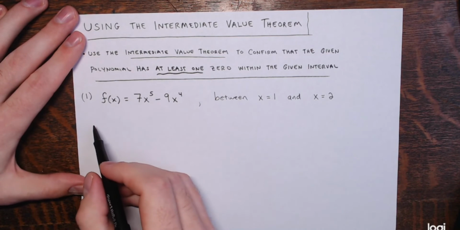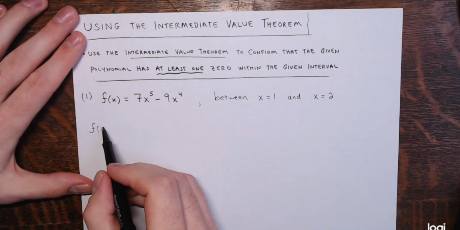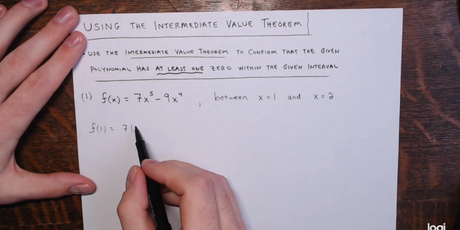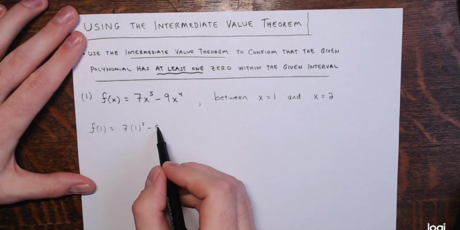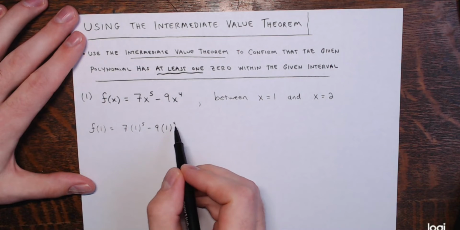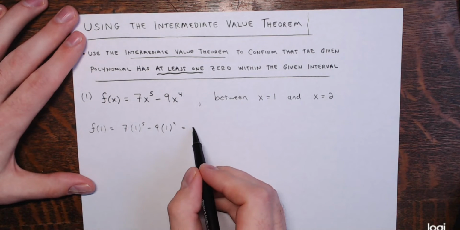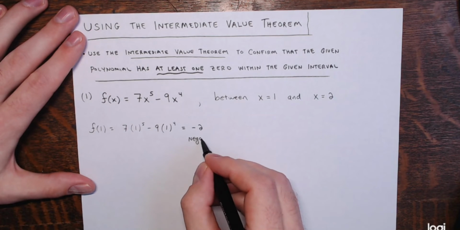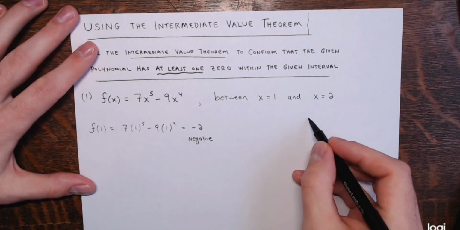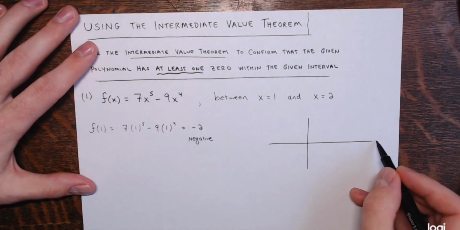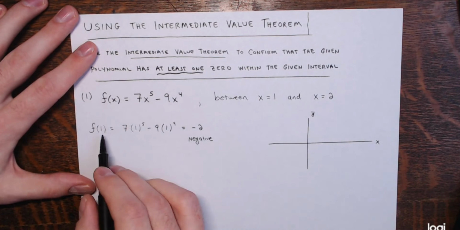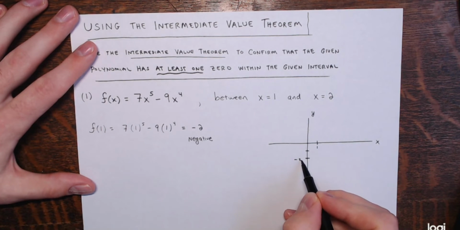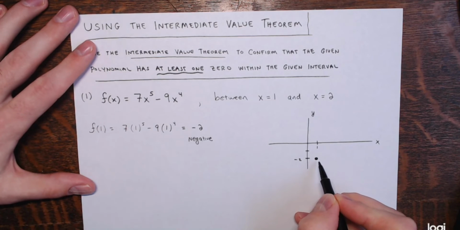You plug in one end, plug in x equals 1. What's f of 1? Well, that would be 7 times 1 to the fifth minus 9 times 1 to the fourth. This is just 7 minus 9. This is negative 2. So it's negative at x equals 1. If I were graphing this, the point (1, negative 2) would be on the graph of this function called f.